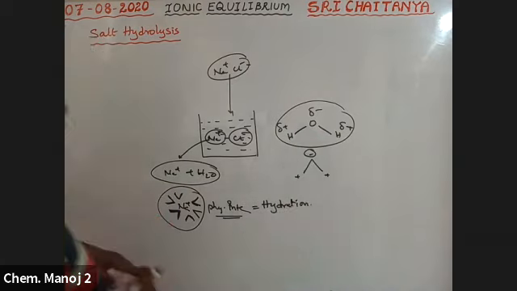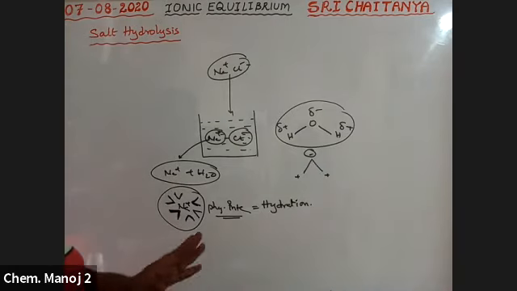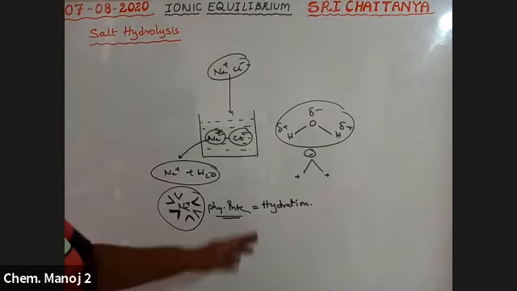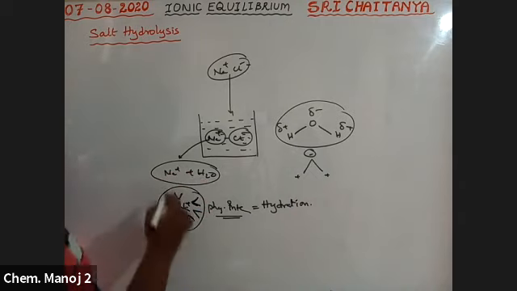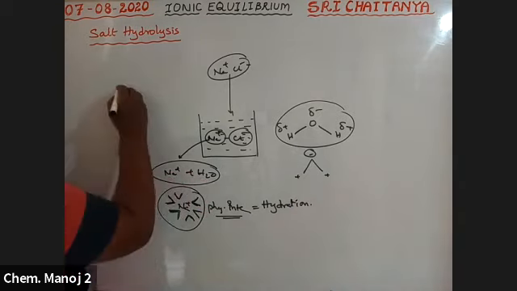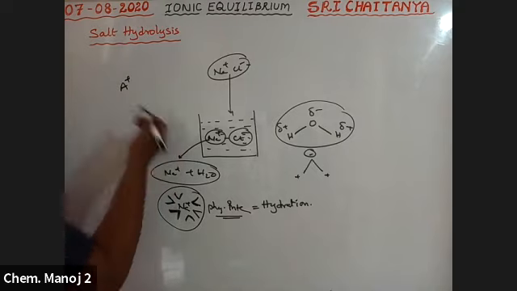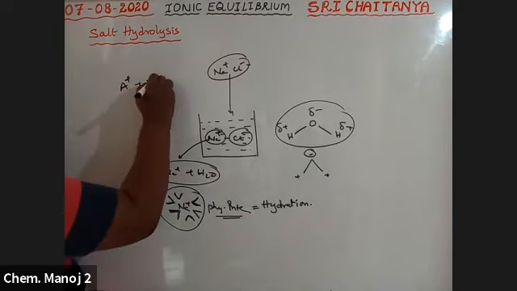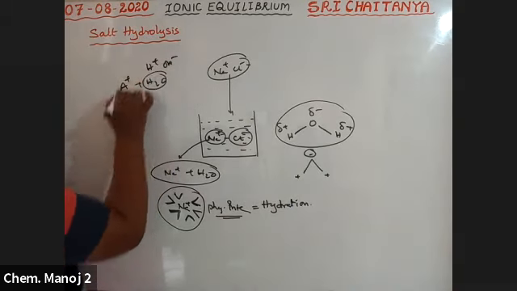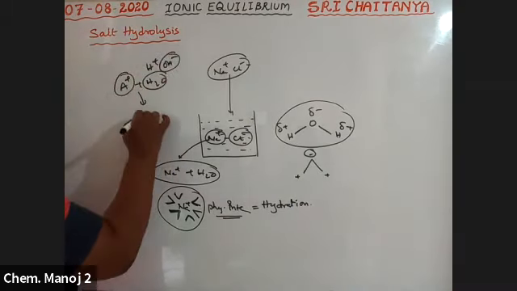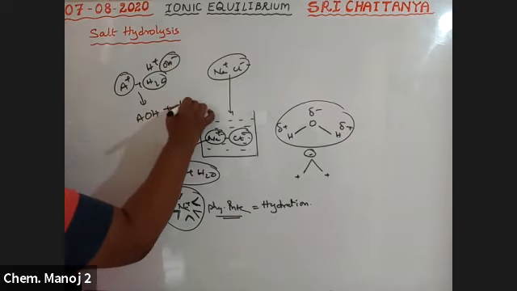So physical interaction of an ion with water is called hydration. But sometimes other ions, not Na+, may react with water. Water gives H+ ion and OH- ion. This A+ and this OH- combine to give AOH, and release H+ ion.